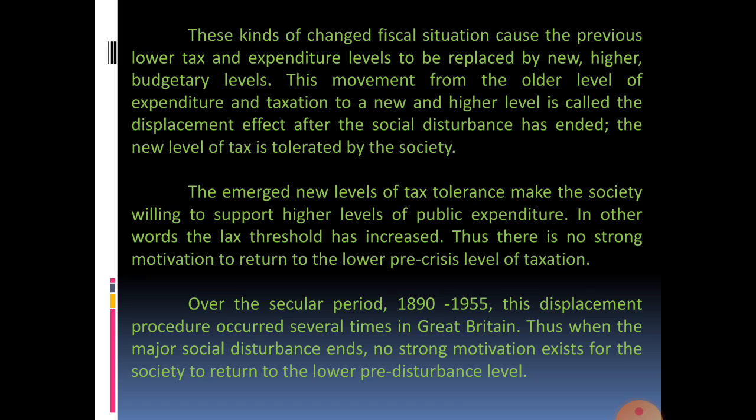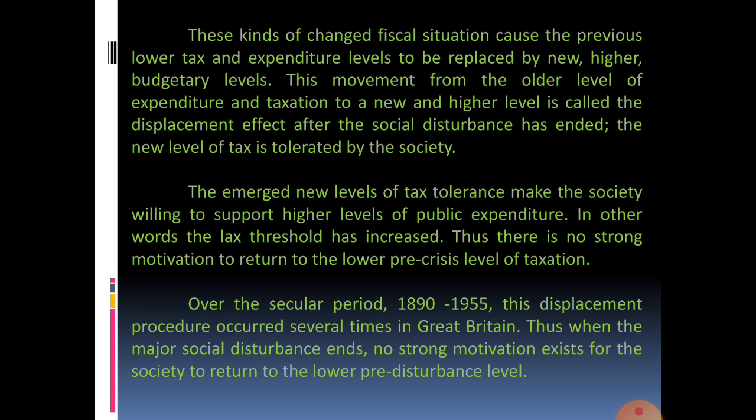Anyhow, the major social disturbances occurred in Britain, as revealed by Peacock and Wiseman. Sometimes they end, but no strong motivation exists for the society to return to that lower pre-disturbance level. We cannot expect it, but the government tries to reduce the social disturbances and economic crisis, wanting to reduce these situations.